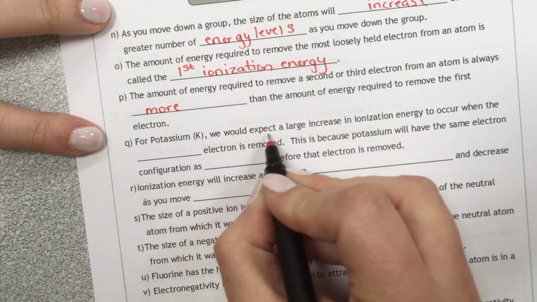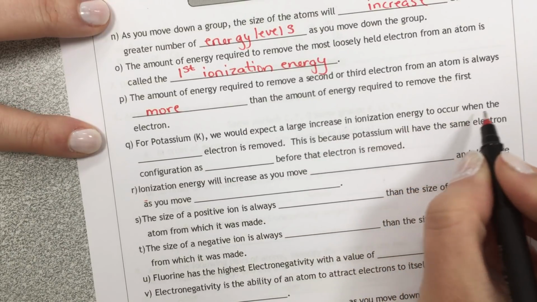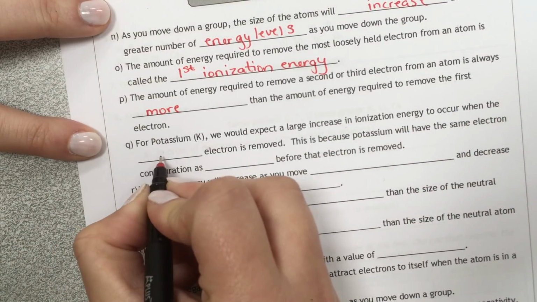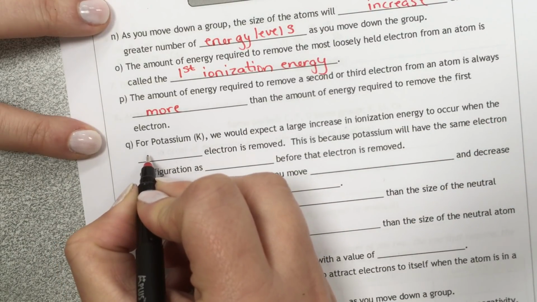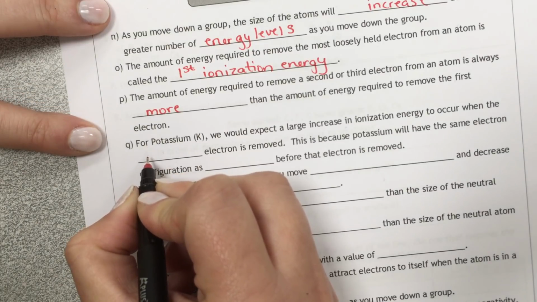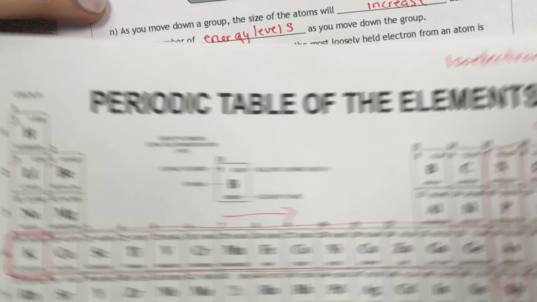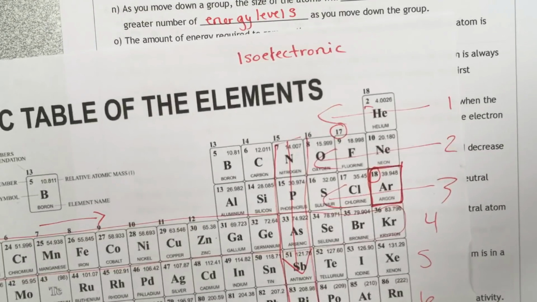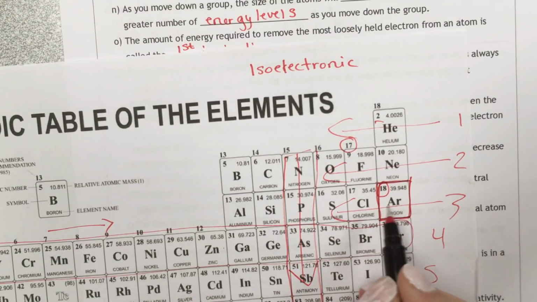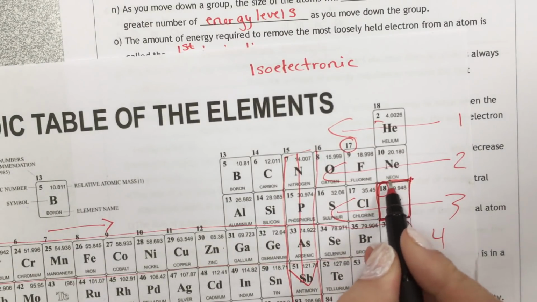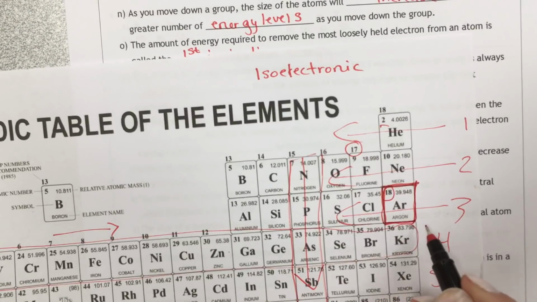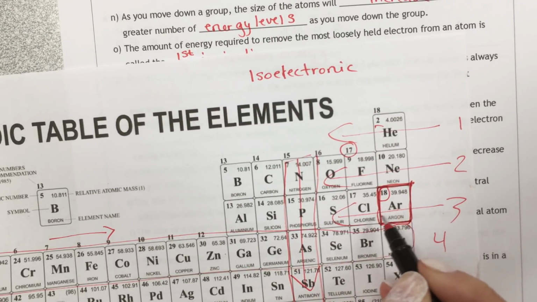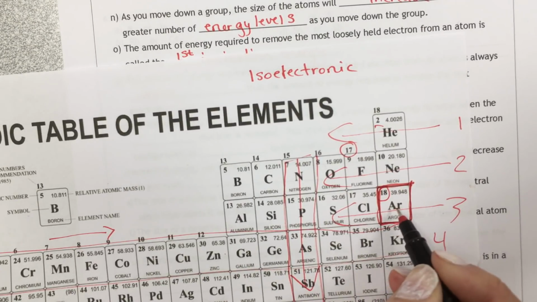So for potassium, we would expect a large increase in ionization energy to occur when the... okay, I'm sorry, I didn't answer your question. So you take away 1 electron, and it becomes like argon. So it doesn't take much energy to become like one of the most stable elements on the periodic table. So that's the first ionization energy, it becomes like argon.